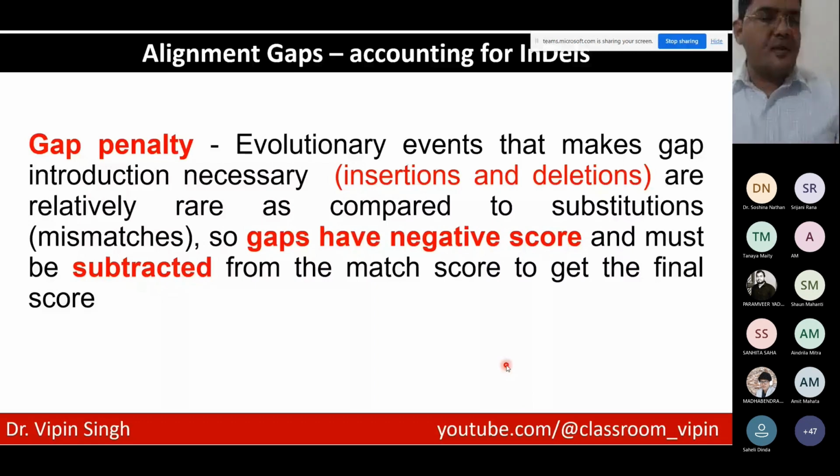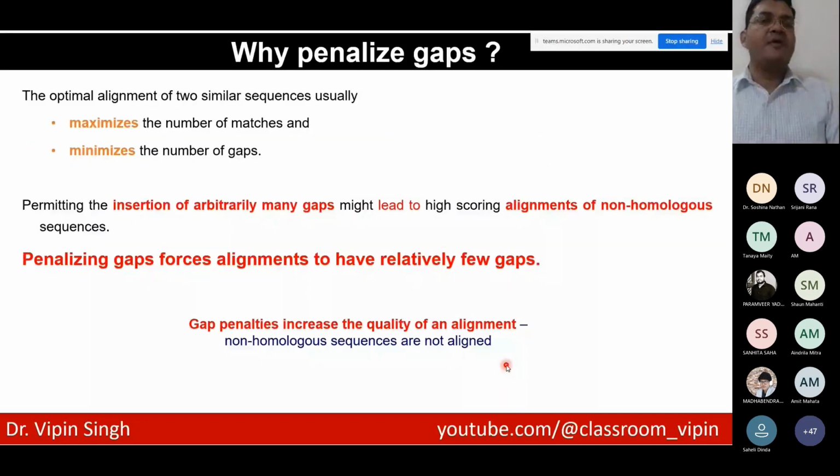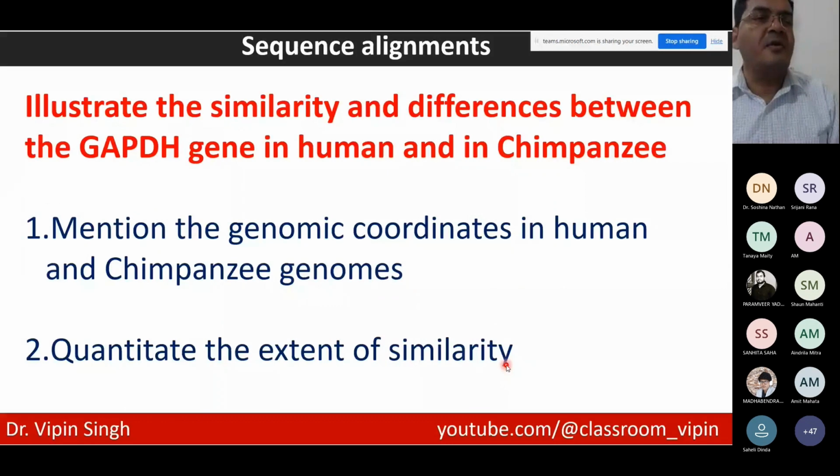And then, of course, we can do the practical first, and maybe if time permits, we can come back here. So let me take you to the practical question. Here is the question: illustrate the similarity and differences between the GAPDH gene in human and in chimpanzee. Specifically, mention the genomic coordinates of the GAPDH gene in the chimpanzee genome. You have to pick it up from the human and find its ortholog in chimpanzee and mention the coordinates in chimpanzee. Also, you have to quantitate the extent of similarity between the two sequences.